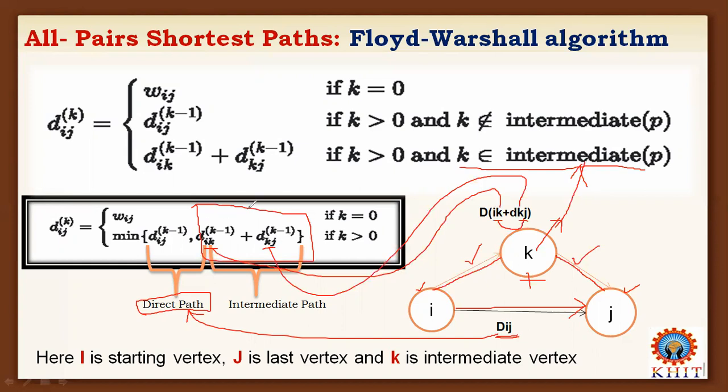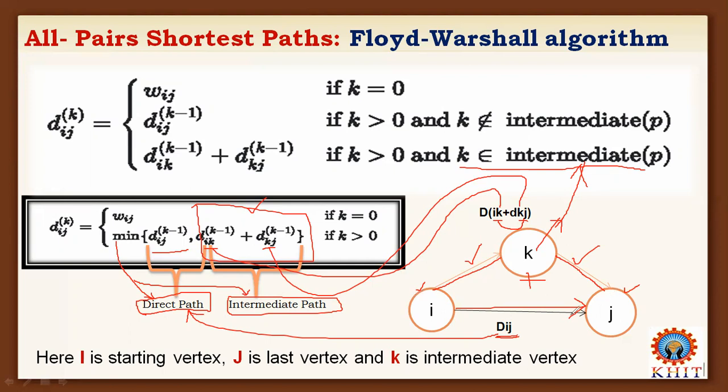Once you get the value, you can compare it with the direct path value. You will get two values: one is the direct path distance, another is the intermediate path distance. Once you have both values, you need to find the minimum value among those two. Whichever is minimum is to be considered as the distance from I to J.